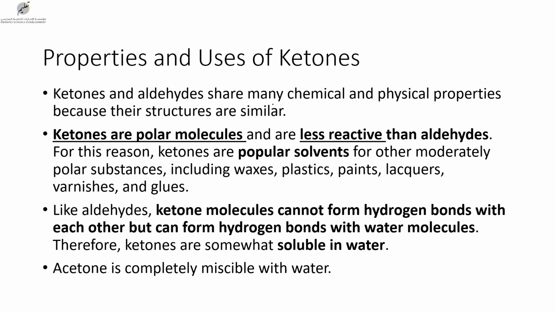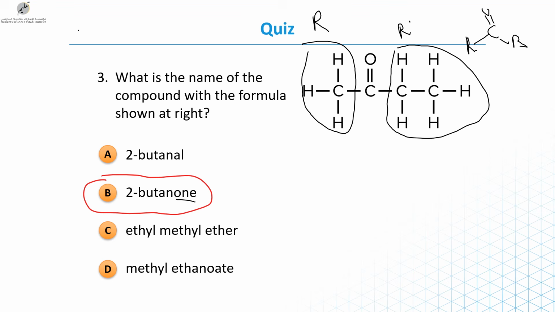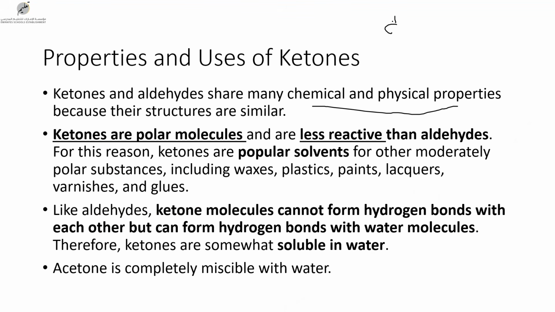Ketones and aldehydes are very similar in terms of chemical and physical properties. How do we know that? Because they are a little bit similar in the structure, right? So this is an aldehyde and this is a ketone, right? Both have the carbonyl group. Ketones are polar molecules, but they are less reactive than aldehydes.